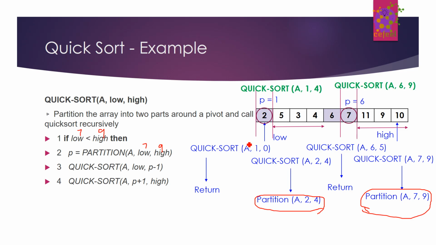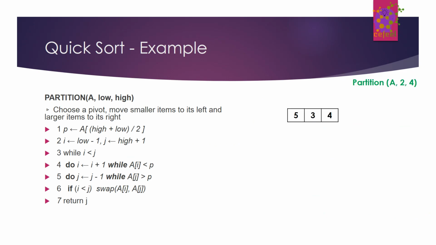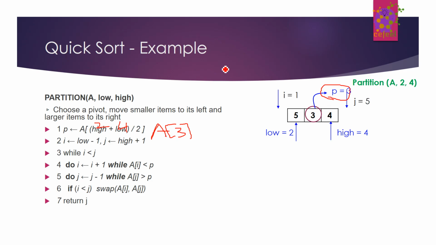Alright, so the first call is partition a[2..4], which means low is 2 and high is 4, so we just have 3 elements to be sorted in this case. As always, we start with p equals (high plus low) by 2. So high plus low is 2 plus 4, which is 6. 6 by 2 is 3. So this is a[3], so p will be 3, and the element at the third position is 3 luckily, so p becomes 3 here. Awesome. Then in step 2 we start with i equal to low minus 1, so i is 2 minus 1, which is 1, and j equals 4 plus 1, that is 5.